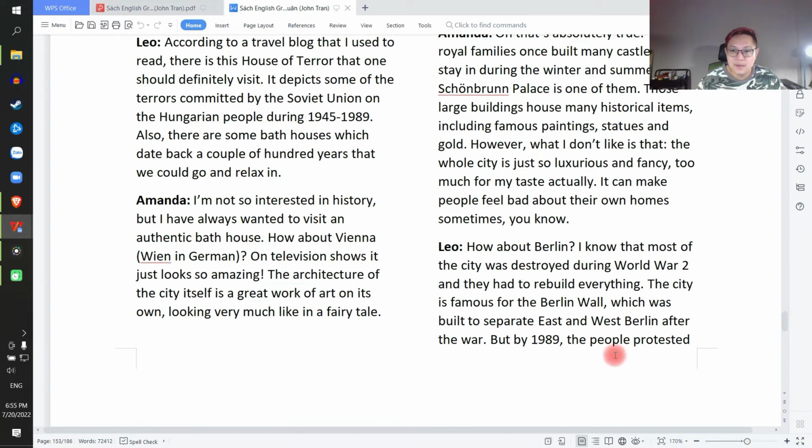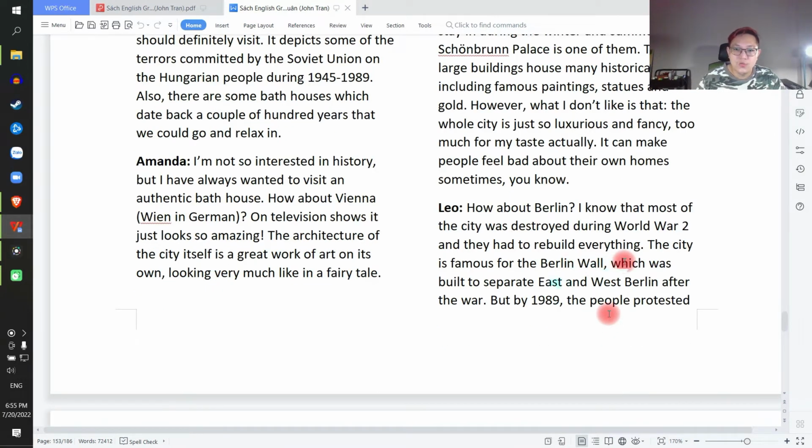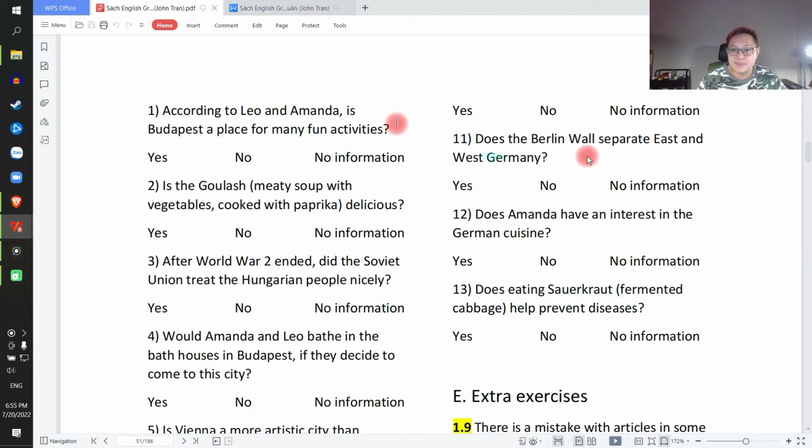Look at this one. The Berlin Wall separates East and West Berlin only. It does not separate East and West Germany.